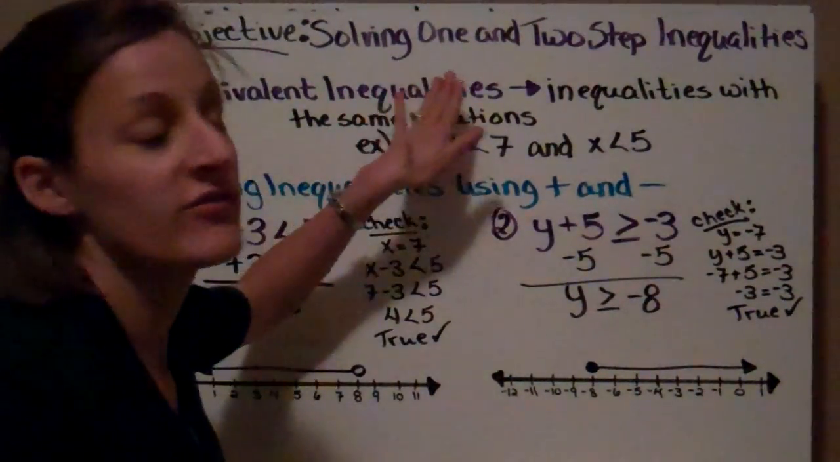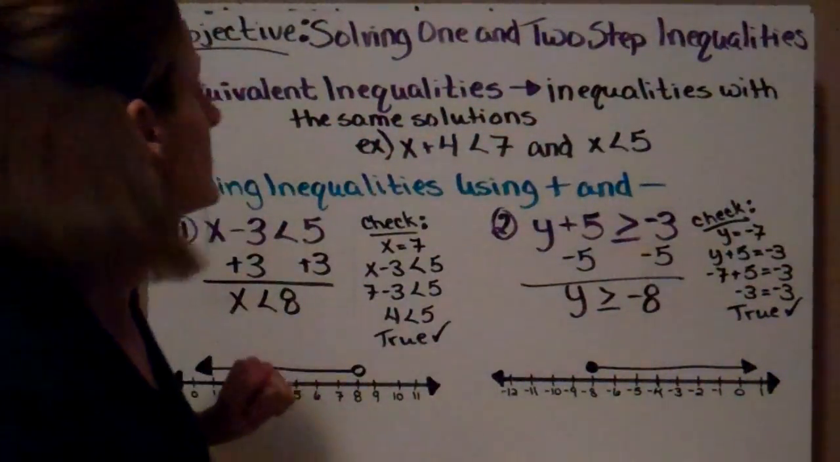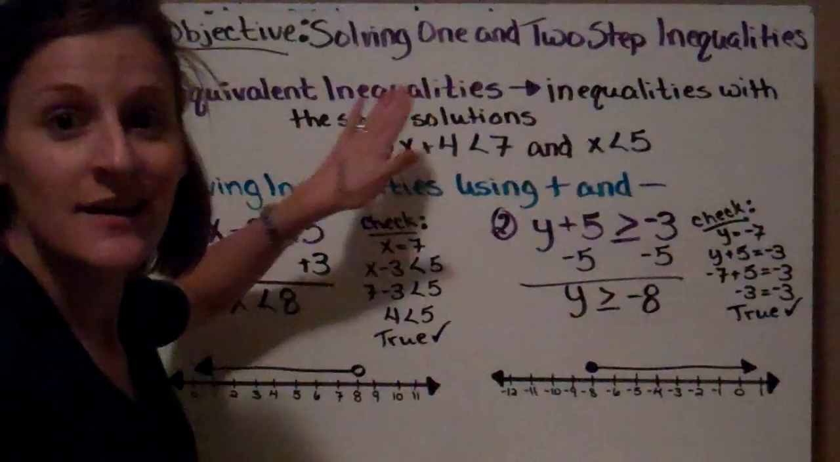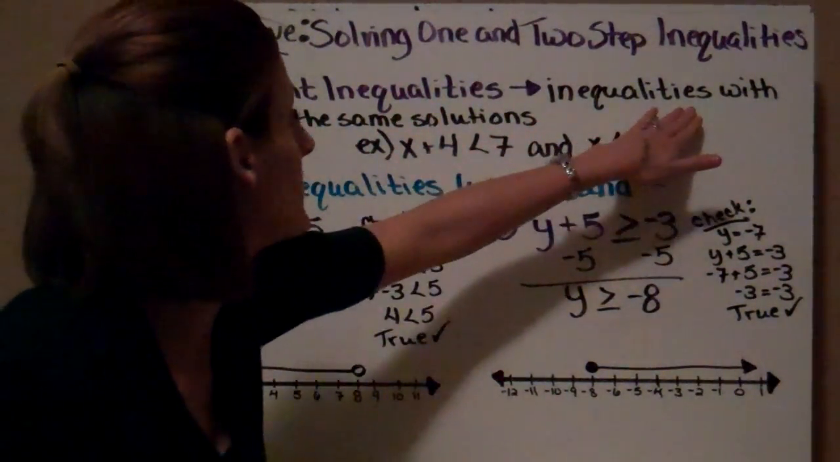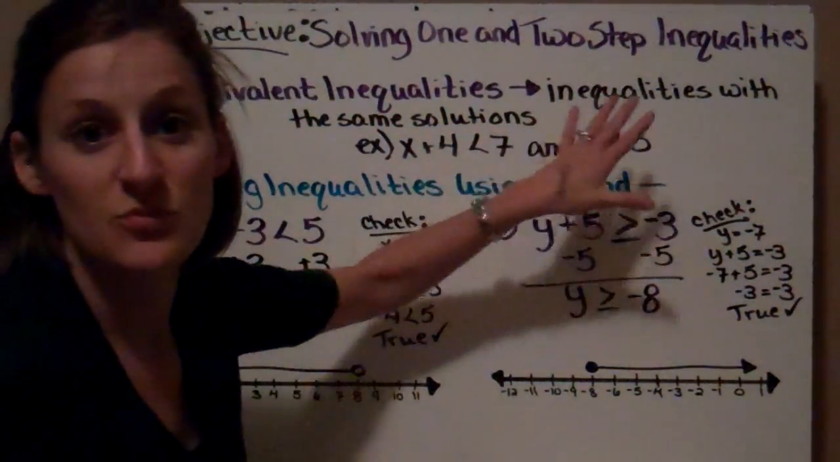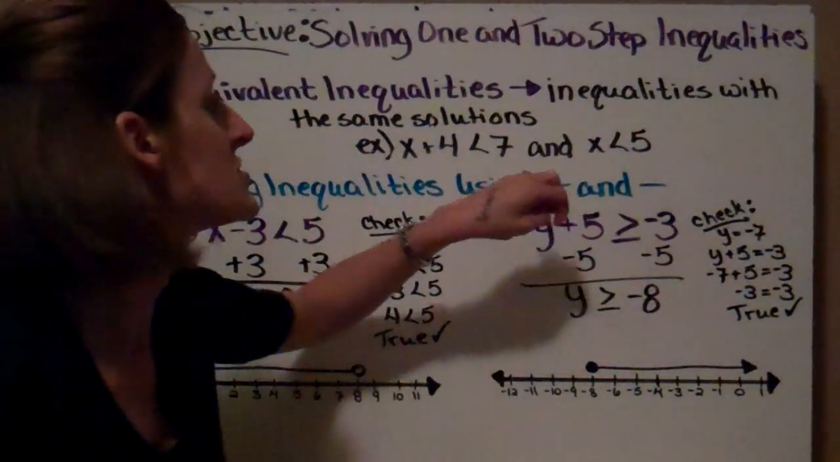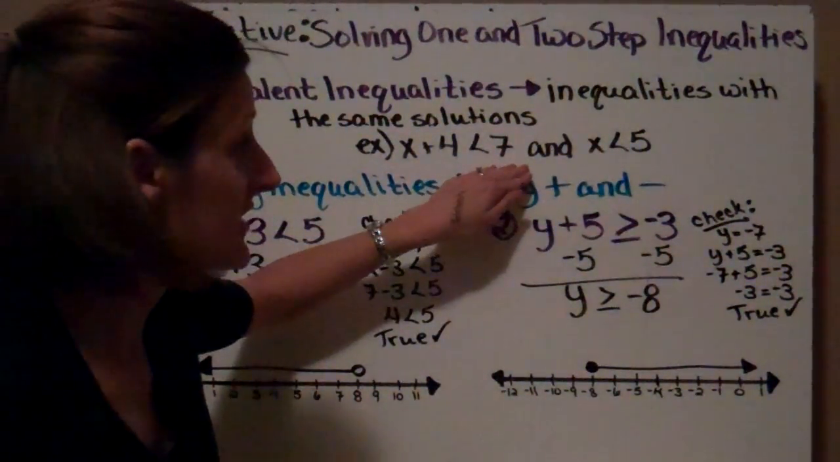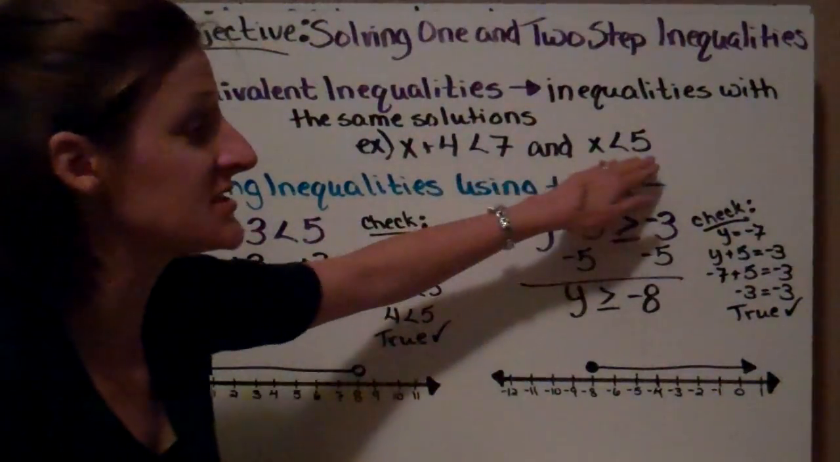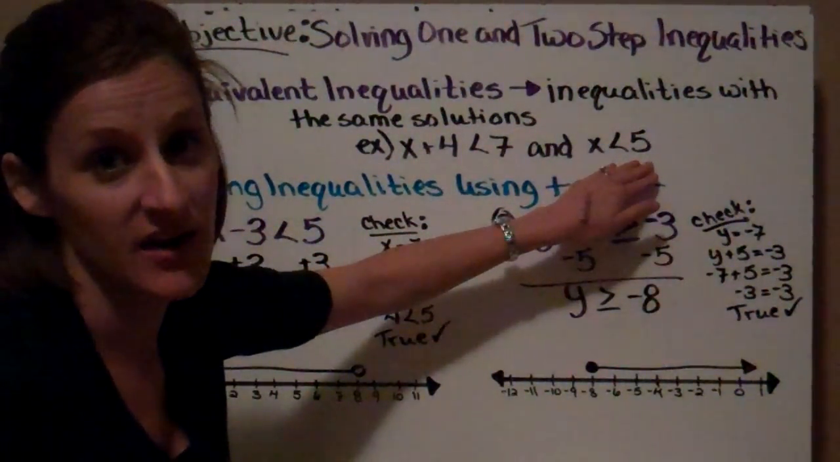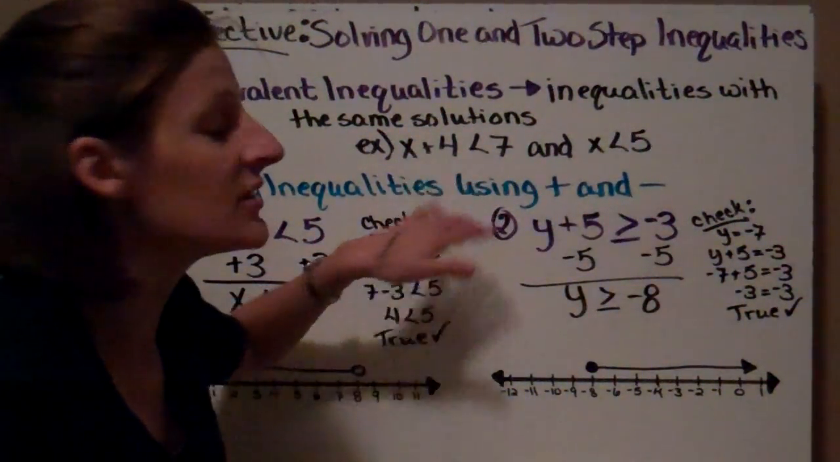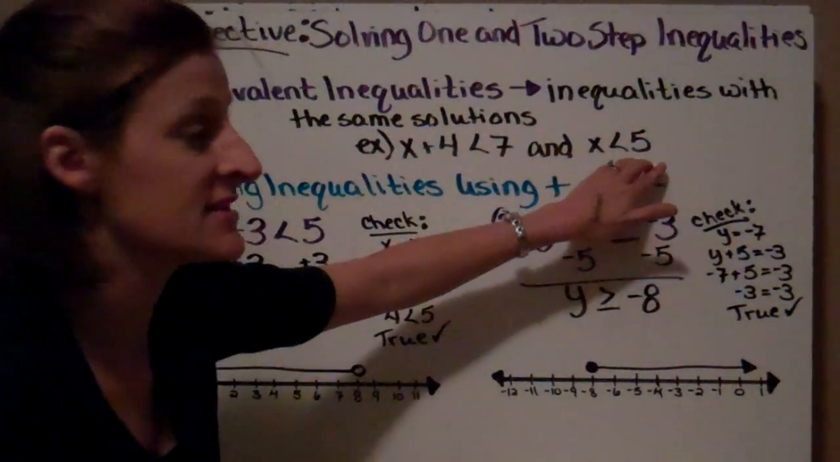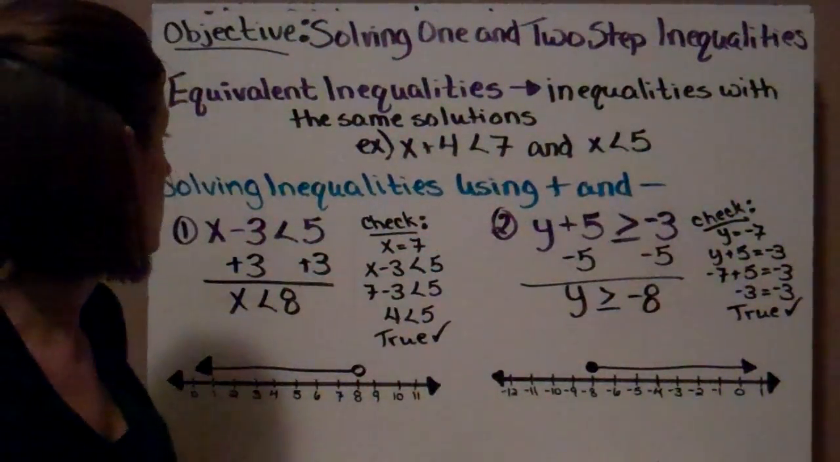Alright, let's look at solving 1 and 2 step inequalities. Now, an equivalent inequality is just an inequality with the same solutions. We've got several that all have the same solutions. So for example, x plus 4 is less than 7. That has the same solutions as x is less than 5. When you solve this one, it'll give you the same solutions as it does x is less than 5.